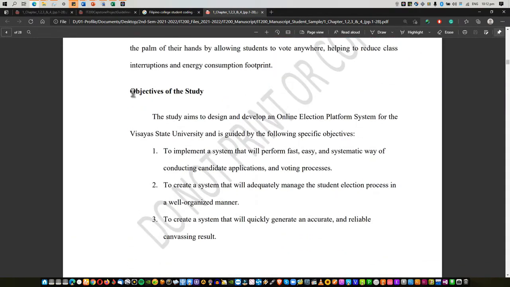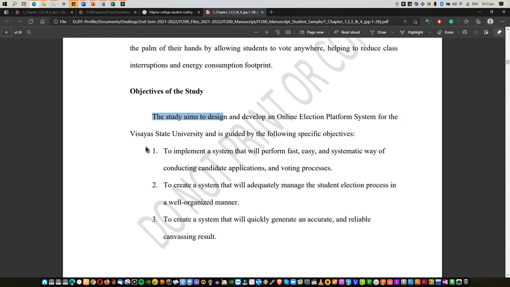Okay, so just stick to 3 objectives or maybe 5 objectives maximum. So ayaw kay nang padaghan ang imong objectives kay daghan na kay i-accomplish. So you have specific and generic objectives. Okay, so the study aims to design and develop an online electronic platform system for the Visayas State University and is guided by the following specific objectives.